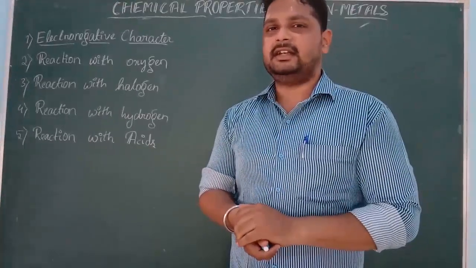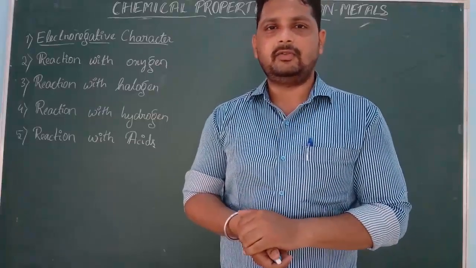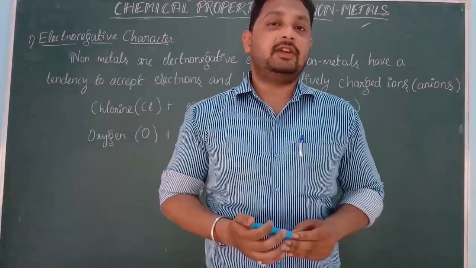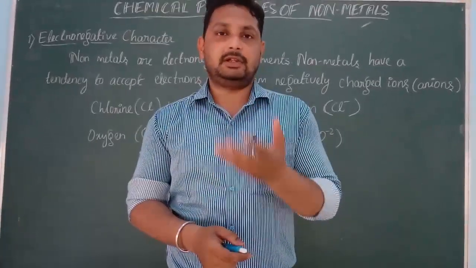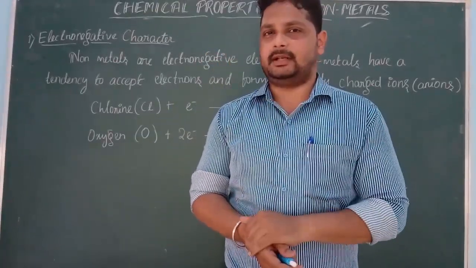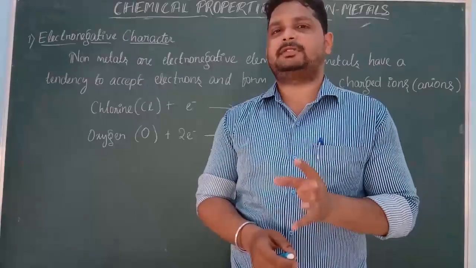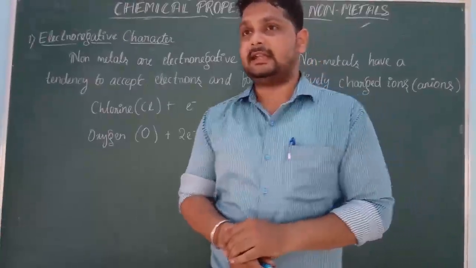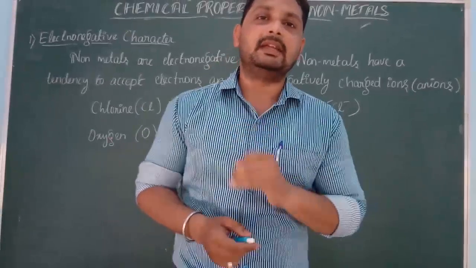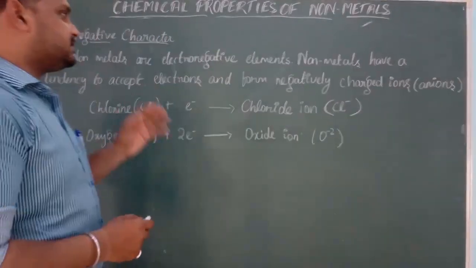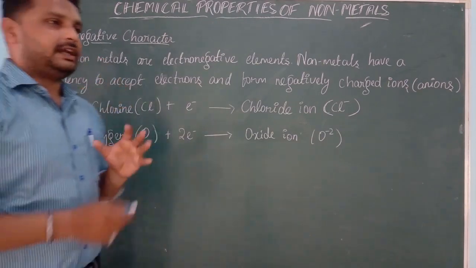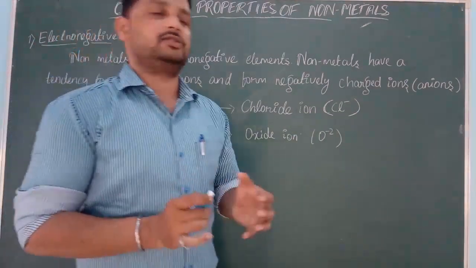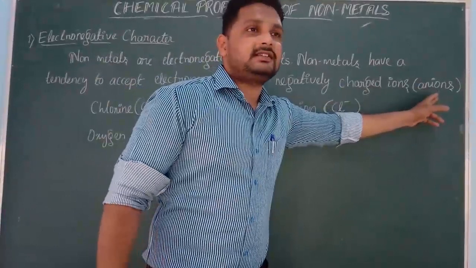Okay, so let's study what are the different chemical properties of nonmetals. First is electronegative character. Now, recall that when we were studying the physical properties of nonmetals, we said that nonmetals are substances which are electronegative in nature. So let's know what this means. Electronegative nature means they have a tendency to accept electrons and form negatively charged ions. Negatively charged ions are called anions.